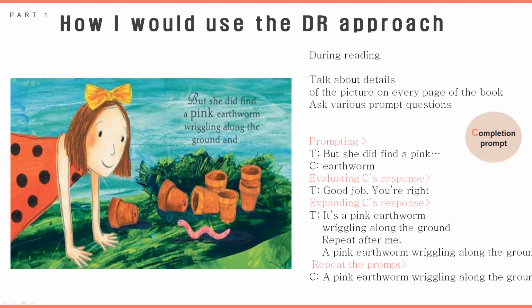So on this page, I will use a completion prompt: she did find the pink, and leave a space for children to complete the sentence. Children will say earthworm, and I evaluate children's response. Good job, you're right. And expand their response. It's a pink earthworm wiggling along the ground. Repeat after me. A pink earthworm wiggling along the ground. And students will be repeating after the teacher.